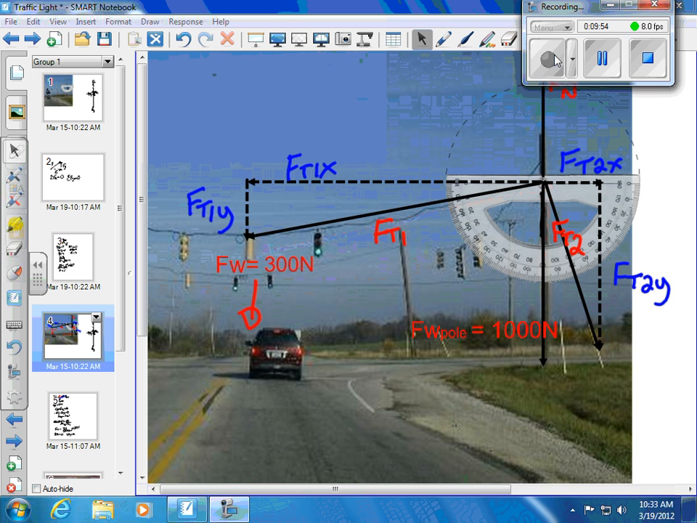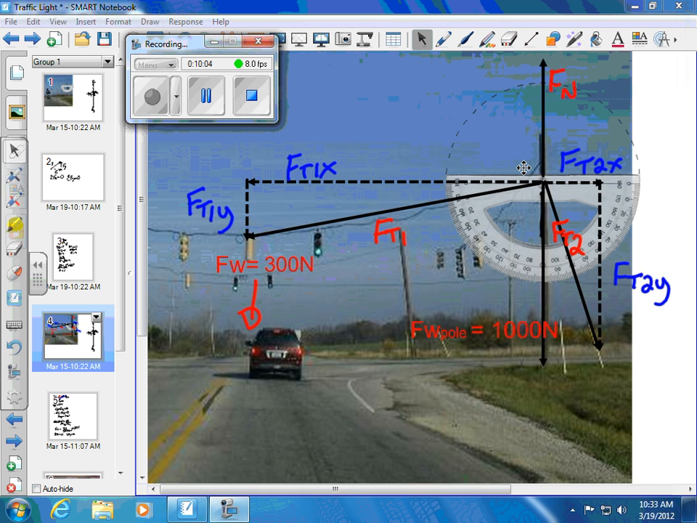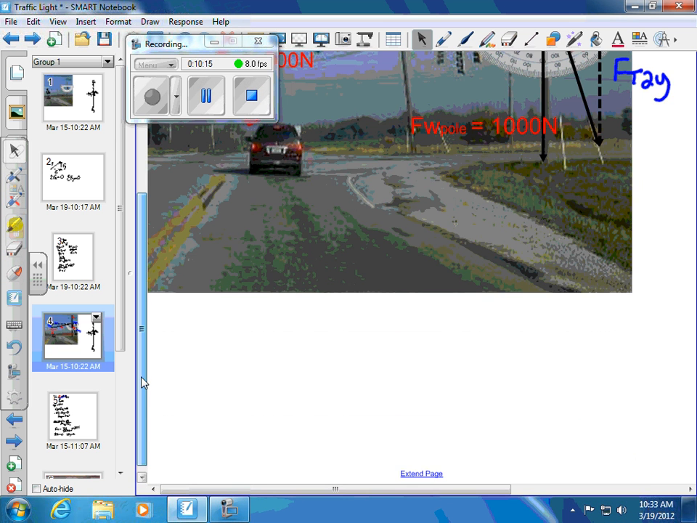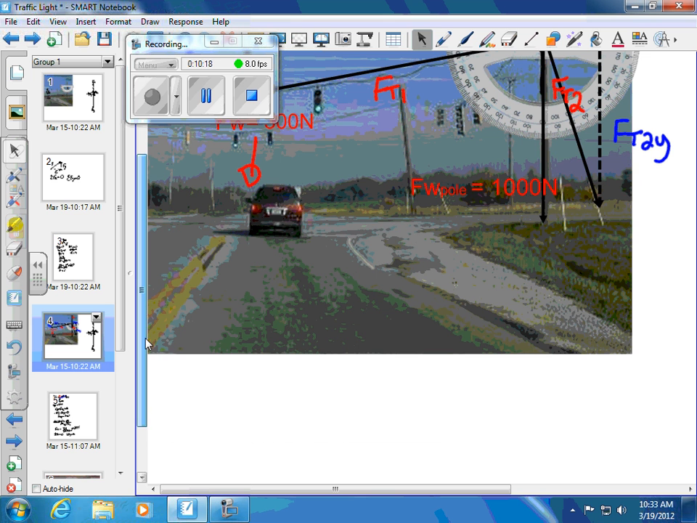We have compression on the pole because there's a force pulling down, gravity pulling down on the pole, and there's a normal force pushing up. It's opposite, right? So let's solve for our normal force.